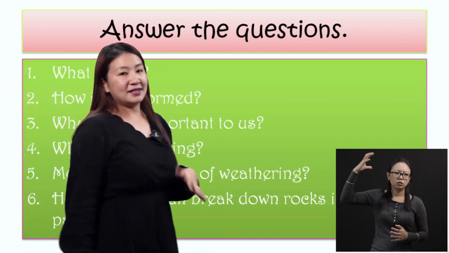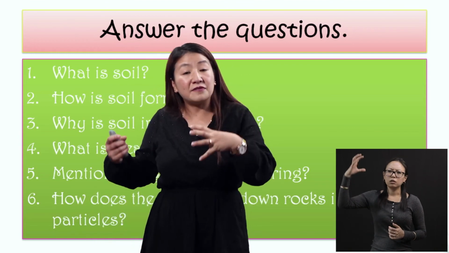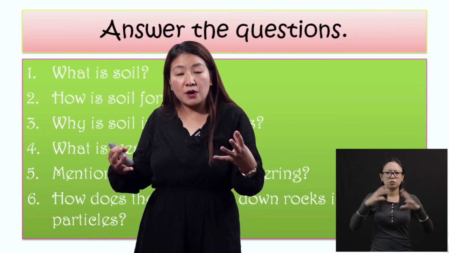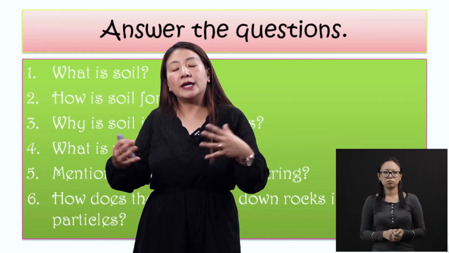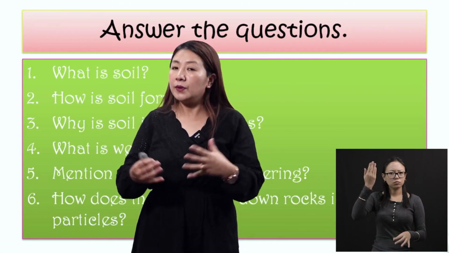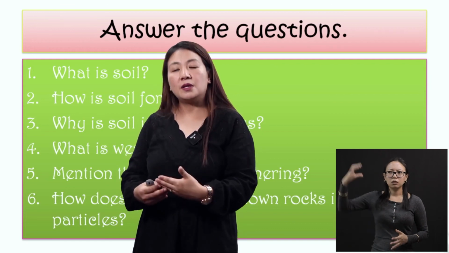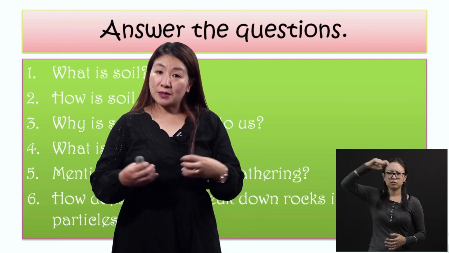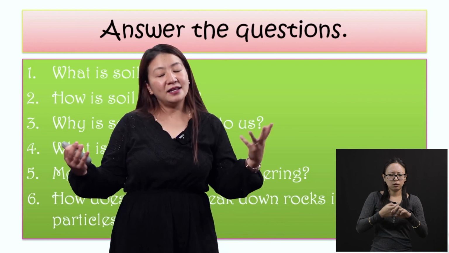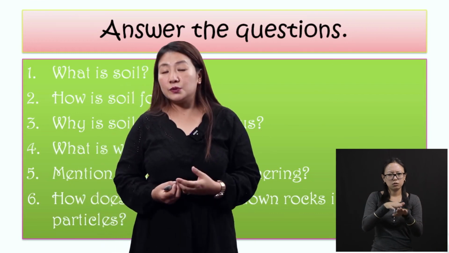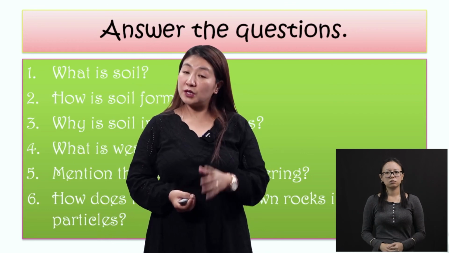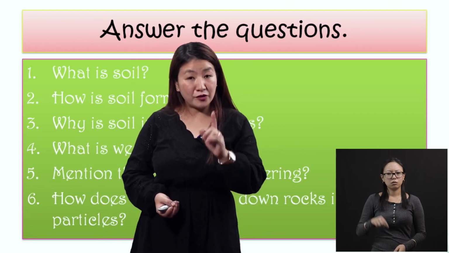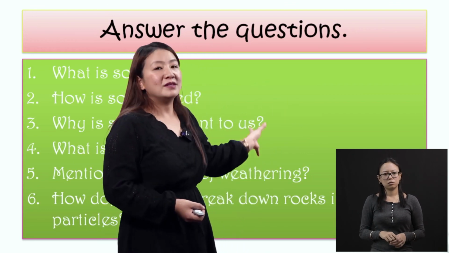Okay. How does the sun break down rocks into smaller particles? I explained this in detail, right? The heat of the sun during the day expands the rocks, and during the night, it cools down. So this cooling and heating, gradually, that means slowly, makes the rocks crack, break open, and then break into smaller pieces. Okay, so this is all about the soil that you need to know for now.